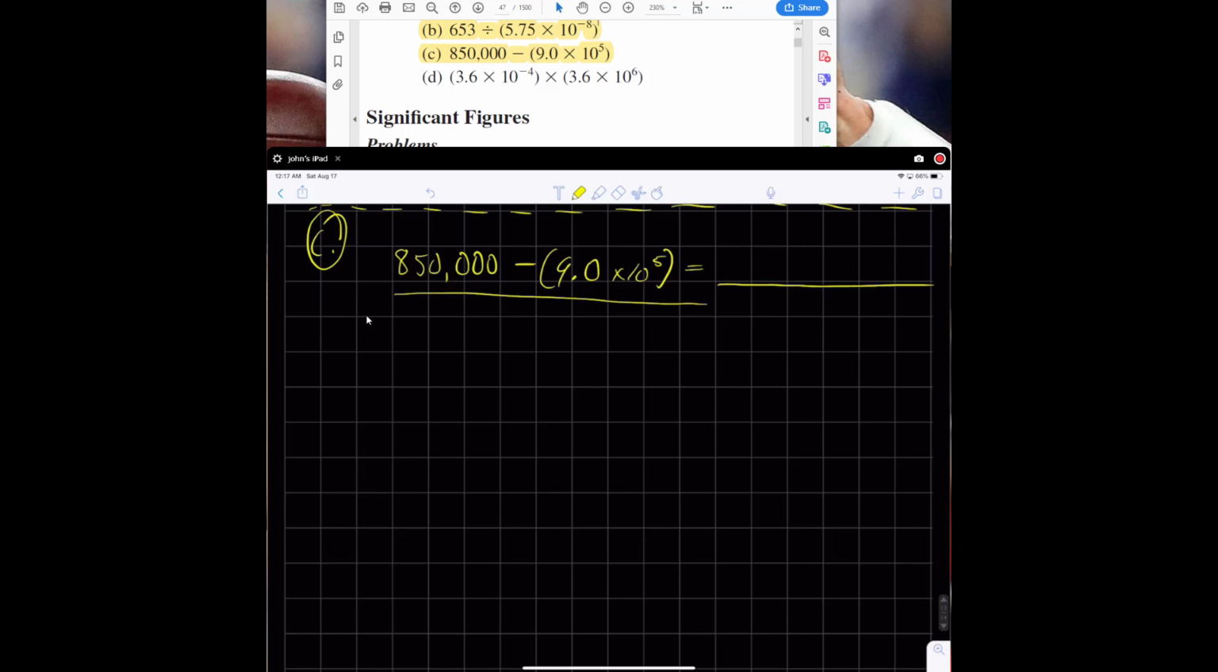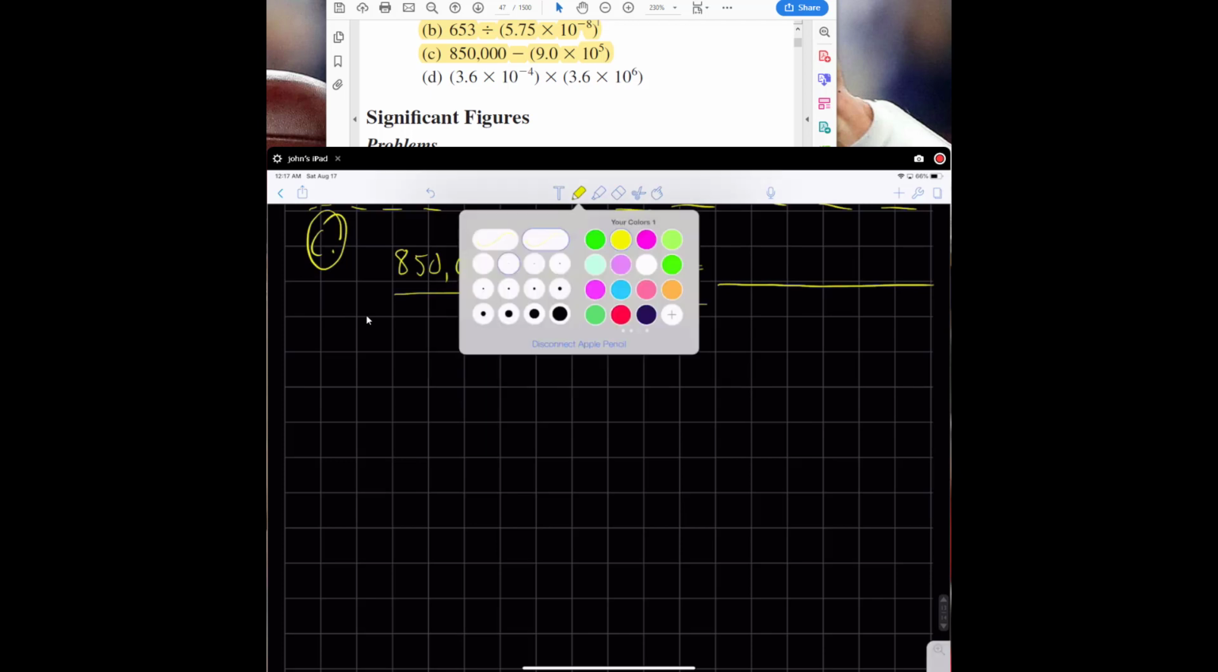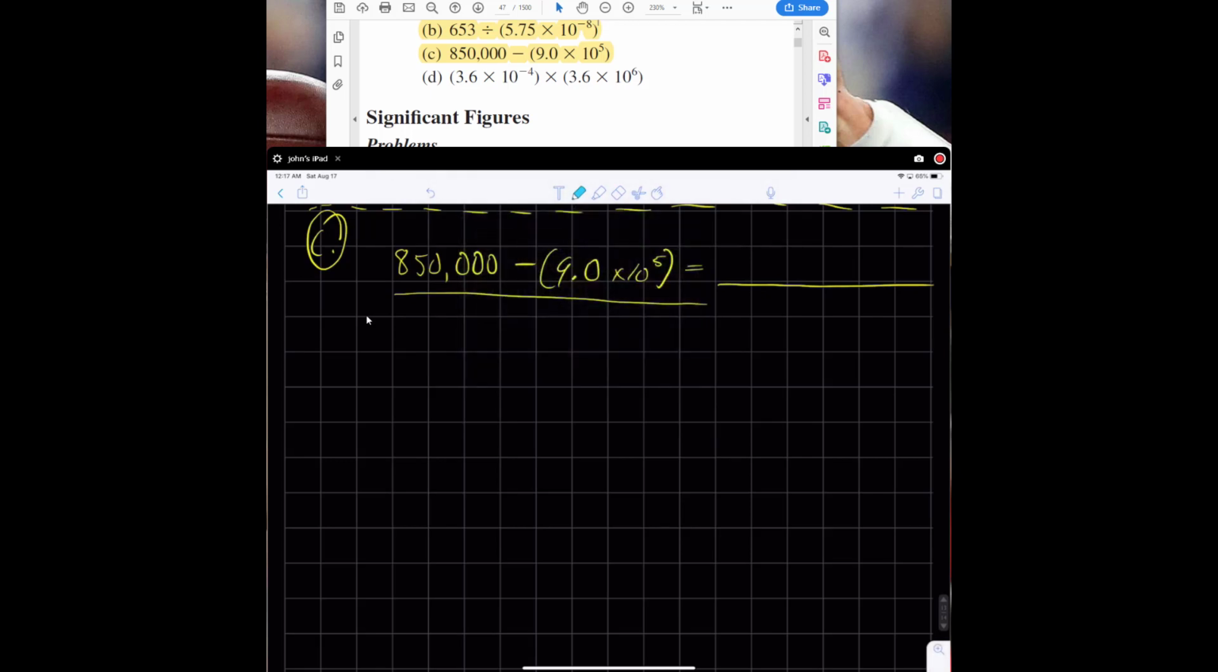Alright, so part C. This is a good example right here that is a good practice of the rules of the trade. The tools of the trade. So we're given a subtraction problem. Okay, first things first, we identify subtraction. We're given 850,000 minus 9.0 times 10 to the 5th power. So our first step was to identify the operation, which was subtraction. Next, the easiest way to do these is to convert the non-scientific notation numbers into scientific notation.